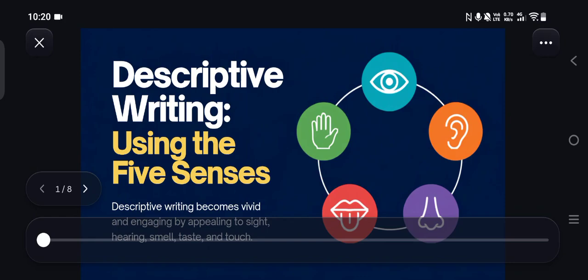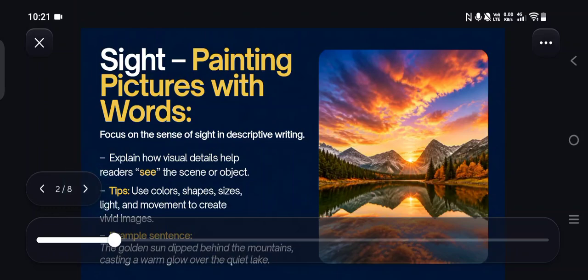So today's topic is descriptive writing. Before starting it, just remember that in this we have to use the five senses which we have been learning since we were small, in nursery or UKG. What are the five senses? Eyes, nose, ears, tongue, and hand. Basically, hand or skin, whatever you consider it. Descriptive writing is engaged with our five senses, which we have to use to write descriptive writing.